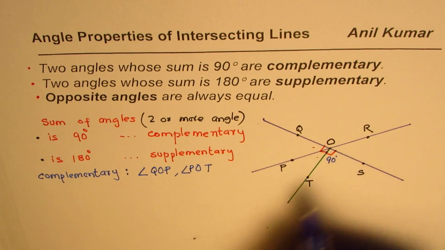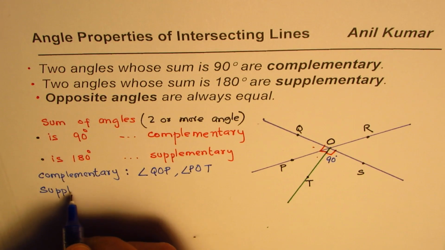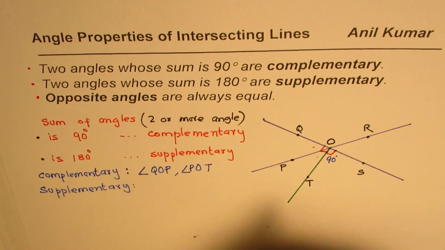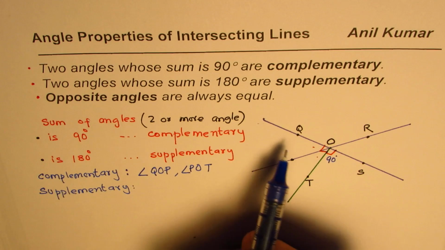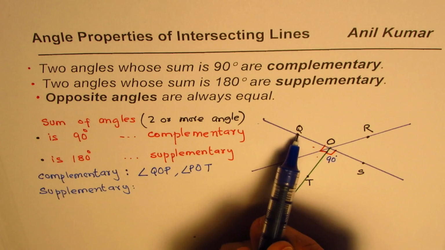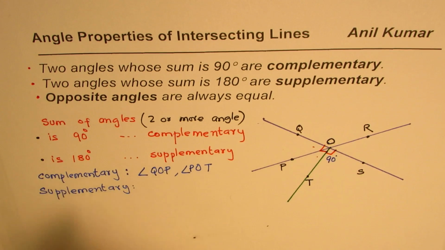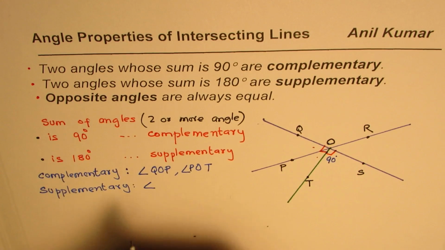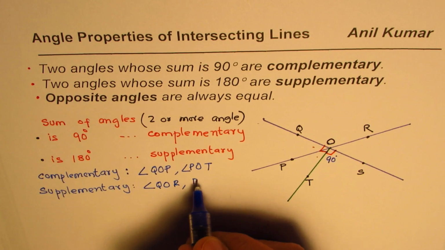Now let's see if we can find a few supplementary angles, right? So let's find supplementary angles from the given picture. You can pause the video and write down possible supplementary angles. Now there are many supplementary angles here. Let's look into this straight line from Q to S. If you see the straight line, then angle QOR and ROS form supplementary angles. So that is one set. Let me write these sets here. So the first one, let me write here, QOR and ROS.